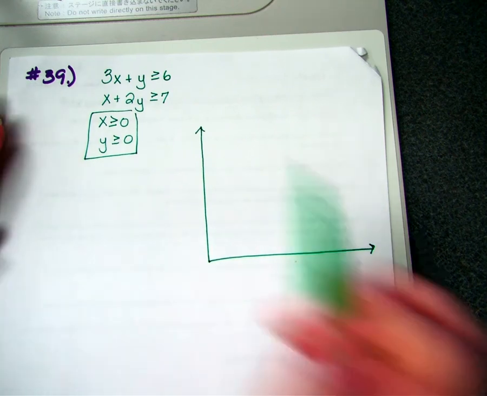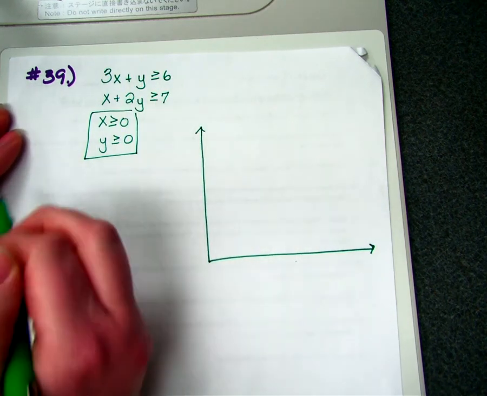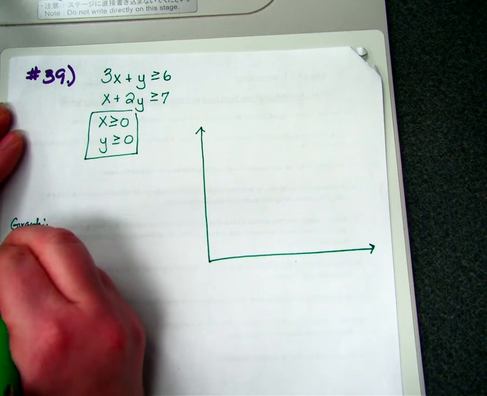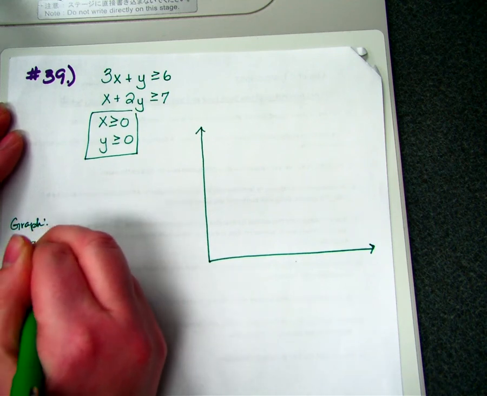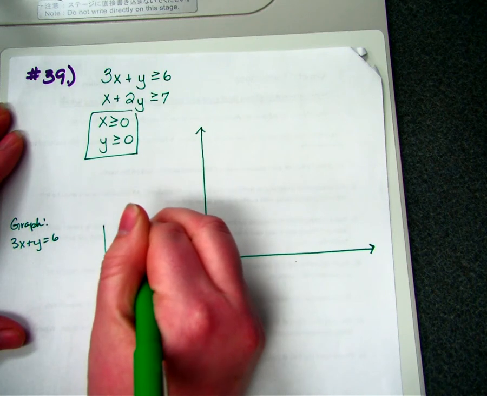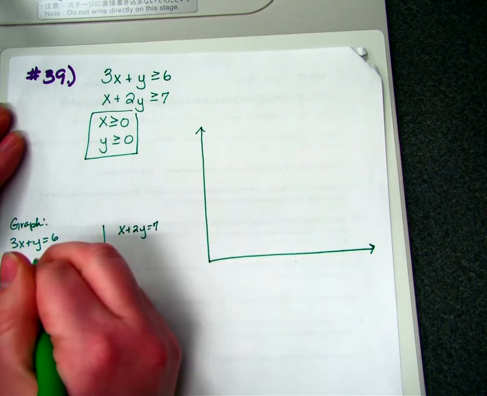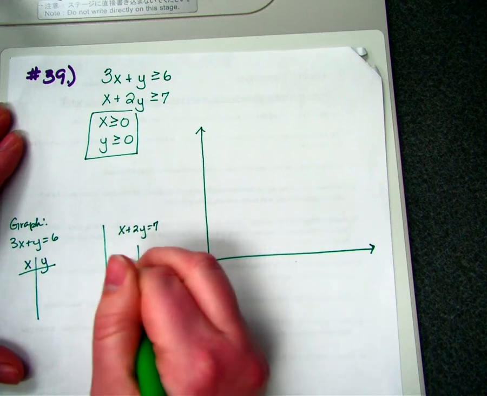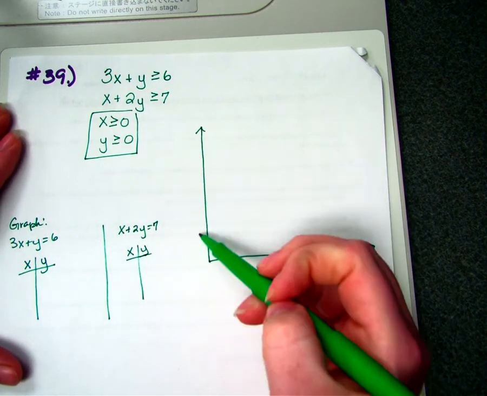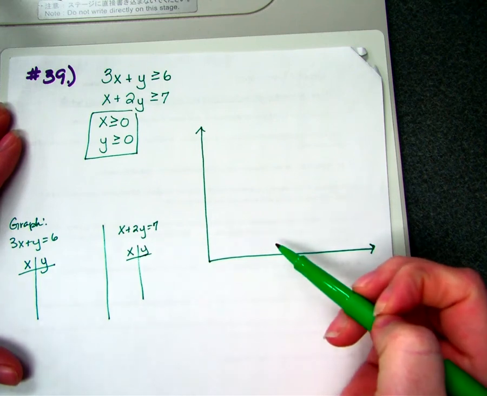The next thing we'll do is look at each one of these individually. So we need to graph our boundary lines 3x plus y equals 6, and then we're also going to have to graph x plus 2y equals 7. Very quickly, I'm going to go ahead and determine what the x and y intercepts for each one of these inequalities are. That way I'll know how to appropriately label my graph.